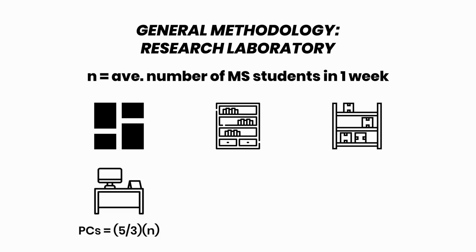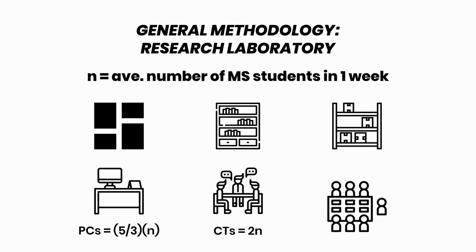To accommodate n MS students conducting research, 5 over 3 times n desktop computers will be installed, where 5 over 3 is the factor for allowance. For consultations with advisors, 2n 4-seater consultation tables will be provided. And 1 10-seater table will also be provided for larger meetings with visiting professionals and guests.